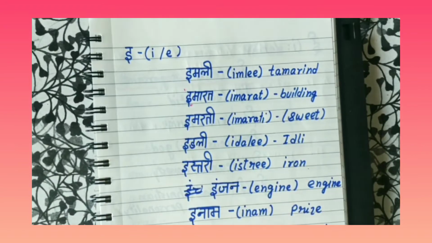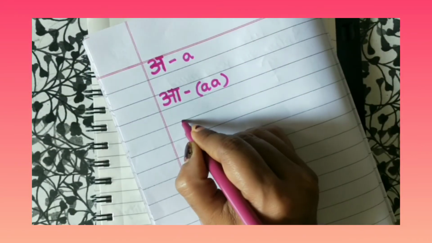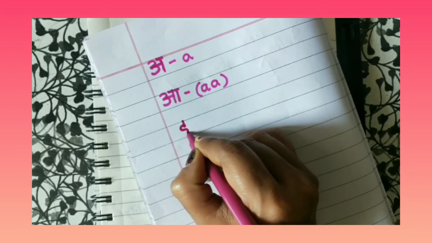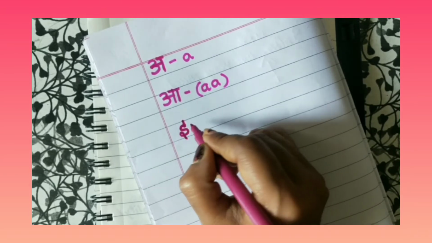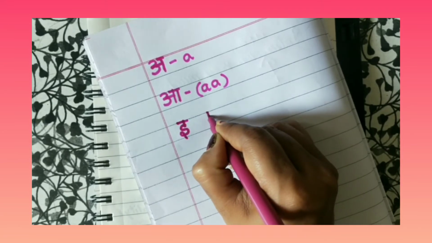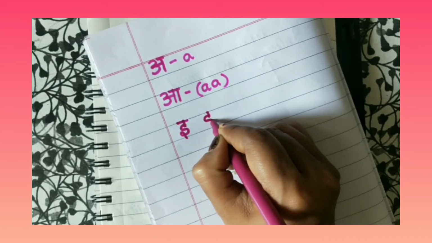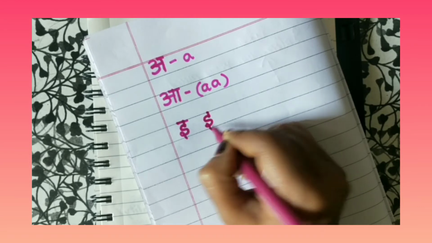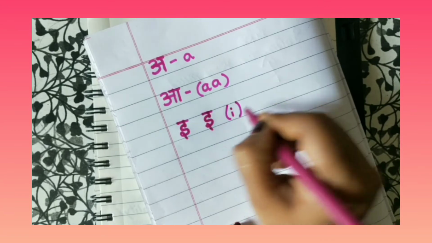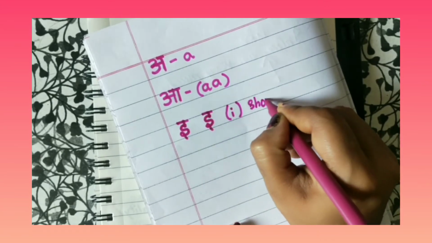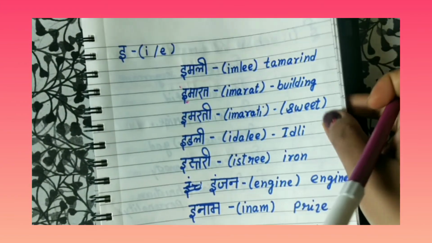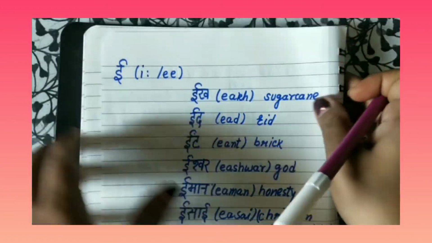So how can you write it? First one sleeping line, one standing line, then make a curve, then go down and curve, and here you put one sleeping line. Once again, I will show: a sleeping line, make a curve, then go down and put a sleeping line. Okay, this is i, choti i, or short i.